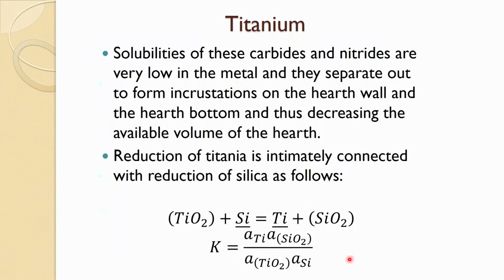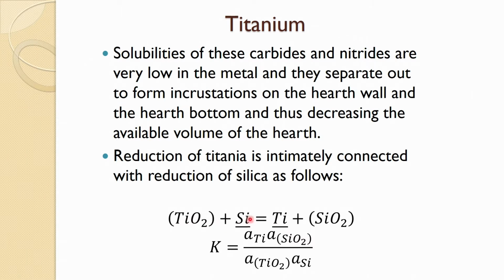Because titanium carbide and titanium nitride have a very low solubility in the metal, they separate out to form incrustations on the hearth wall and the hearth bottom, thus decreasing the available volume of the hearth. That creates a problem in the hearth, so it should be removed as much as possible. However, the content of titanium in the ore is usually low. Reduction of titanium is intimately connected with the reduction of silica also, which is as follows.